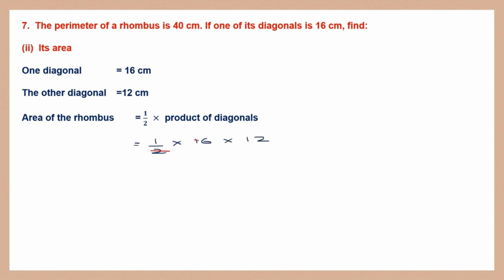Cancel. 2 8s are 16. Now we just have to multiply 12 into 8. 12 into 8 is 96 and we have found the area of the rhombus and that is 96 centimeter square. So this is our answer.